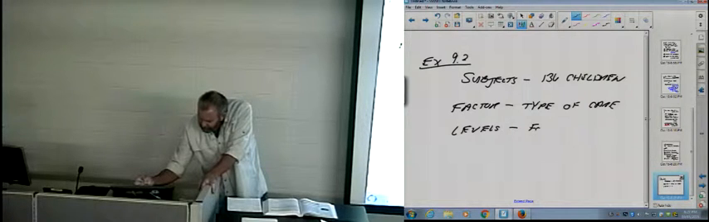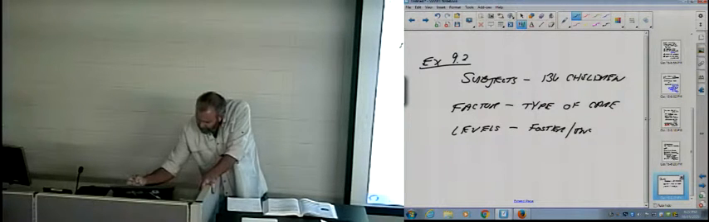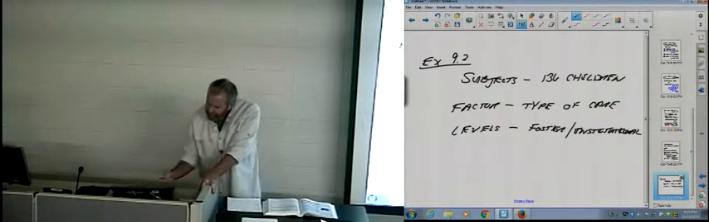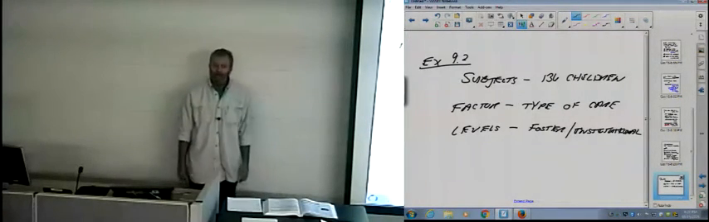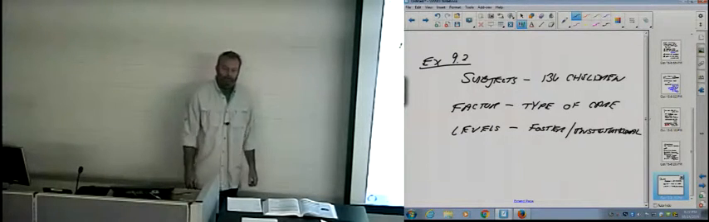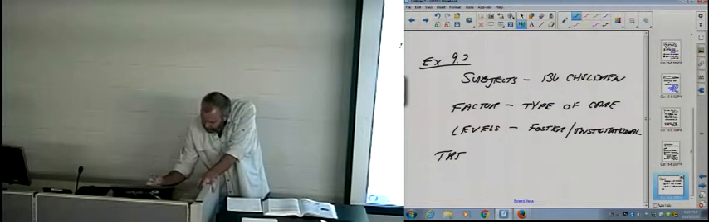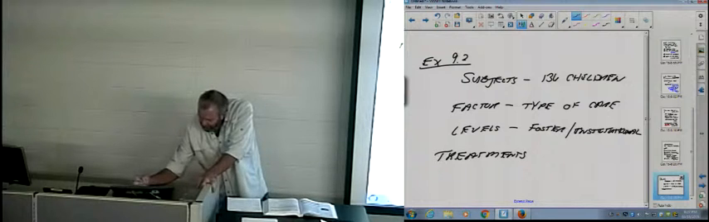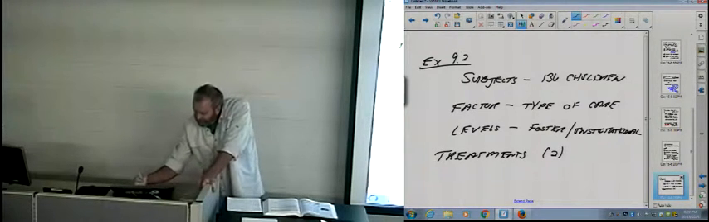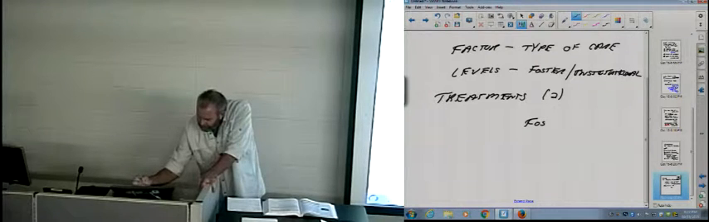Foster or institutional. So there's two levels. There's a single factor. How many treatments do you have? Two treatments. Foster care, institutional care.